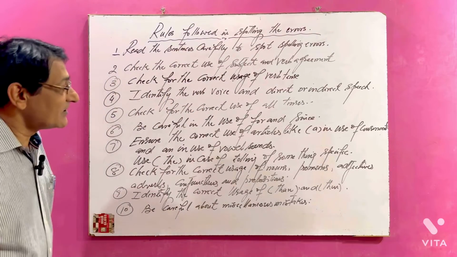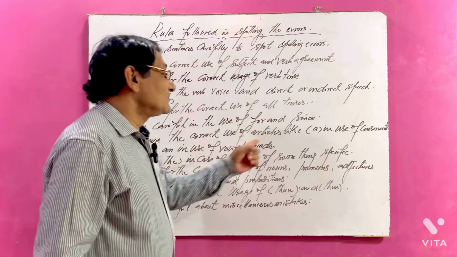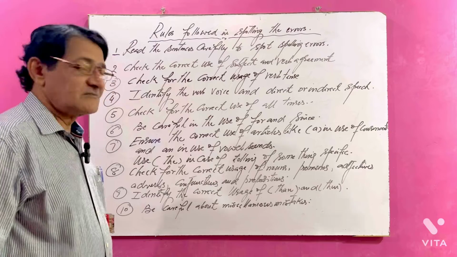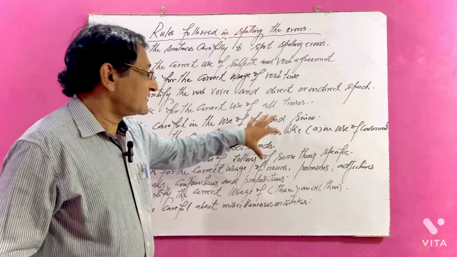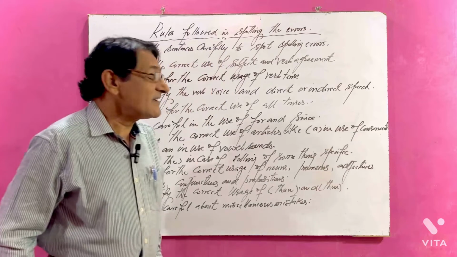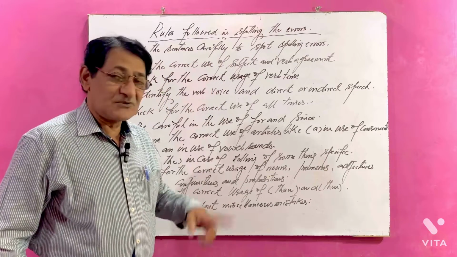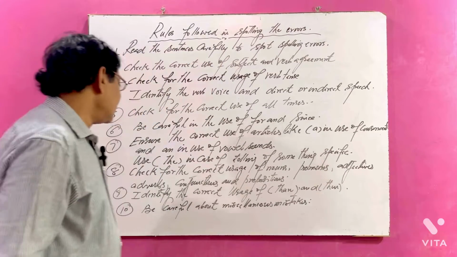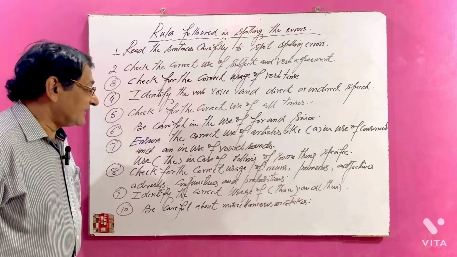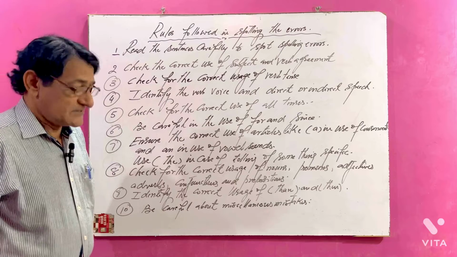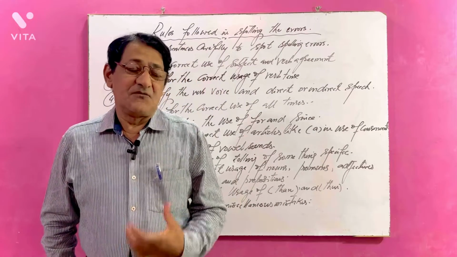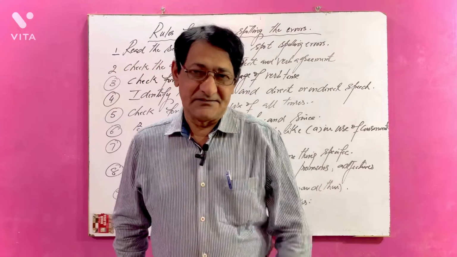Number 7, ensure the correct use of articles like a with consonant sounds and an with vowel sounds. These are different sounds, vowel sounds and consonant sounds. So we have to use a in case of consonants and an in case of vowels, and use the in case of telling something specific. When we want to give something specific, we need to use the article there.